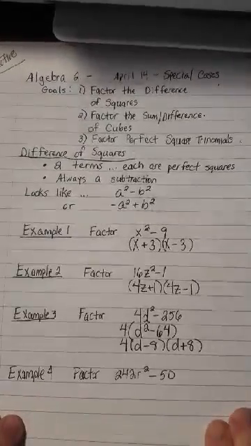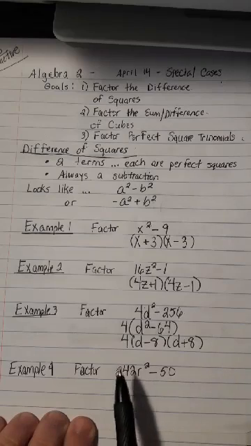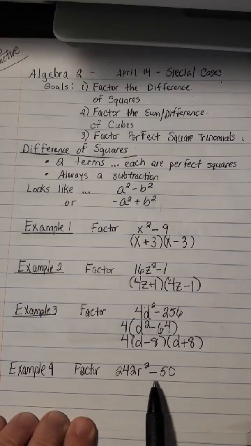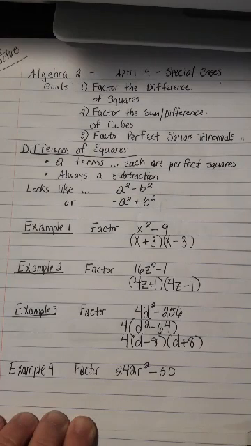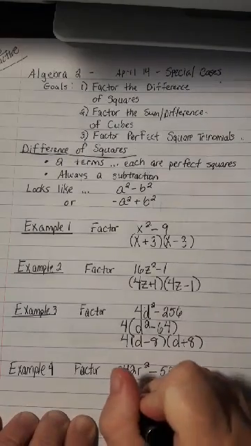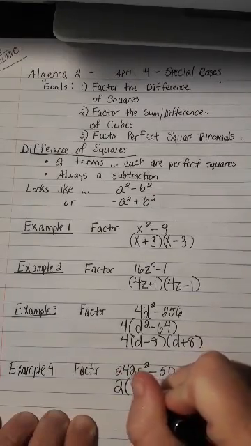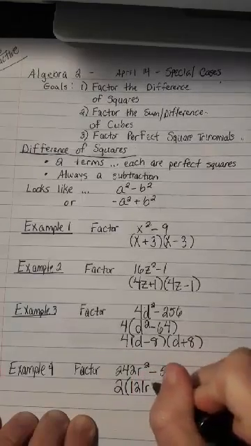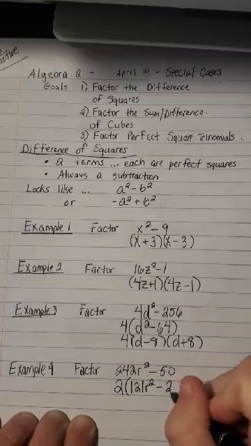Alright, example 4. We have 242 r to the second minus 50. Again, I notice they're even numbers, both of them, which means that they can be divided by 2 at least. So you've got to find, again, the GCF. And 2 is the GCF. So I'm going to pull a 2 out front and then divide 2 into each term. 2 can divide into 242 121 times. So you get 121 r to the second. And then 50 divided by 2 is 25.